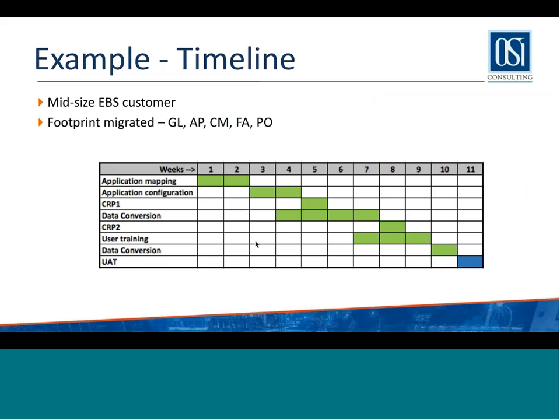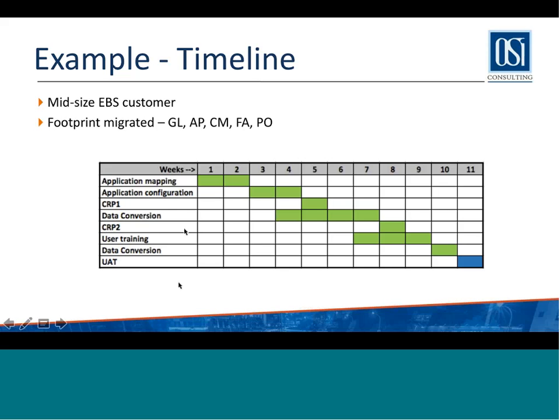So in terms of timeline, obviously it varies from account to account. It will vary based on your footprint, the number of users, and the number of customizations that have to be revamped. But given that, I just wanted to throw in an example timeline so that you have an idea. This is for a mid-size EBS customer, about a $200 million company. The footprint that we migrated was the financials, expense, and procurement. And the whole project took us to UAT in less than 3 months.